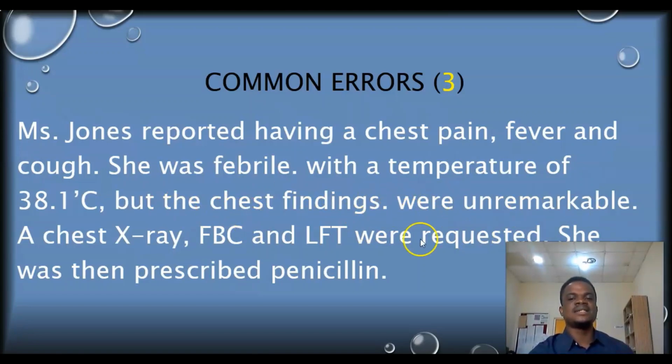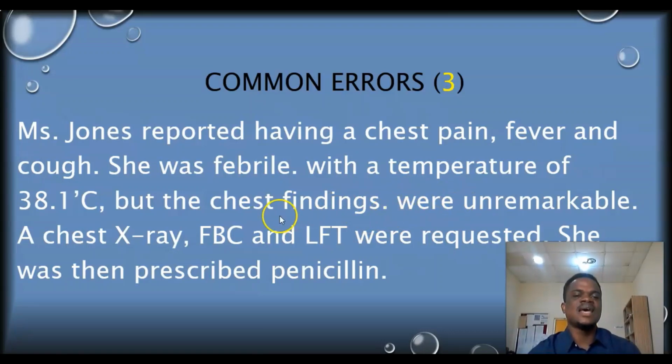So if you look at the sentences in this paragraph, they're actually very difficult to read because of the poor punctuation, because of the poor use of full stops. Here, this full stop was added, which is wrong. This full stop is not supposed to be here. She was febrile with a temperature of this. But when you say she was febrile, the reader takes a rest. Okay, and now starts again with a temperature of. And here again, but the chest findings, now the noun is cut off from the verb, where. So this is also wrong.